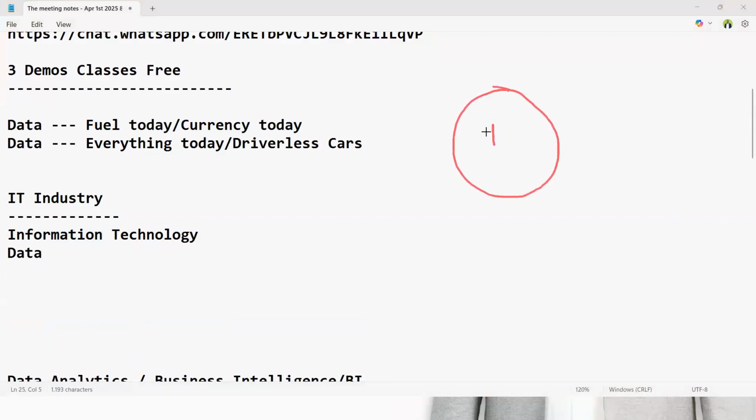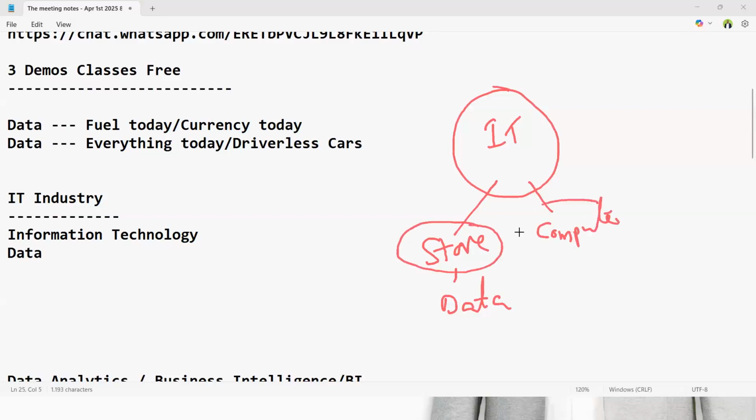So what is the IT industry going to be doing? It is going to be doing two things. One, it is going to be storing your data. Step number two, the IT industry is going to compute your data. Clear? So the IT industry is going to be doing only two things, especially with the data. What is the core functionality of the IT industry? It means it's going to be storing your data and computing your data.